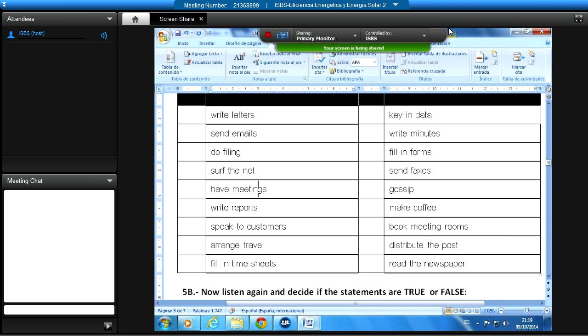In the afternoon, I do the same sort of work, but I usually find time to surf the net for 5 or 10 minutes. It breaks the routine of the day. I often have to key in data. It's a bit boring, but it's part of the job. At 5 o'clock, I fill in a timesheet, and that's a typical day.